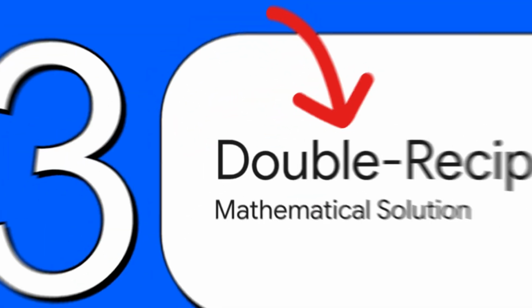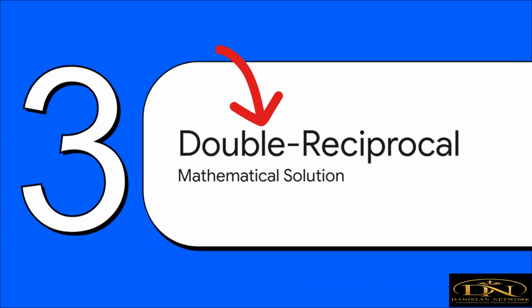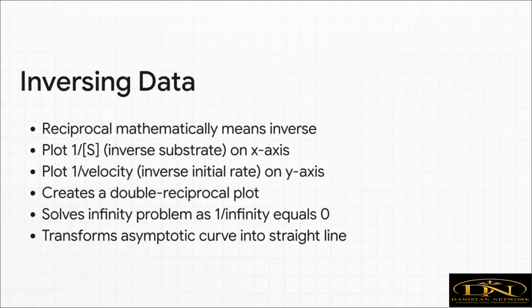Section 3. The double reciprocal plot, the mathematical solution. If we can't exactly measure infinity, we need a workaround. Enter the elegant mathematical solution devised by scientists. What's really interesting here is how flipping the data completely solves our problem. Reciprocal, mathematically, means the inverse of a value. So instead of our standard plot, we plot 1 over the substrate concentration on the x-axis and 1 over the velocity on the y-axis. We call this a double reciprocal plot.